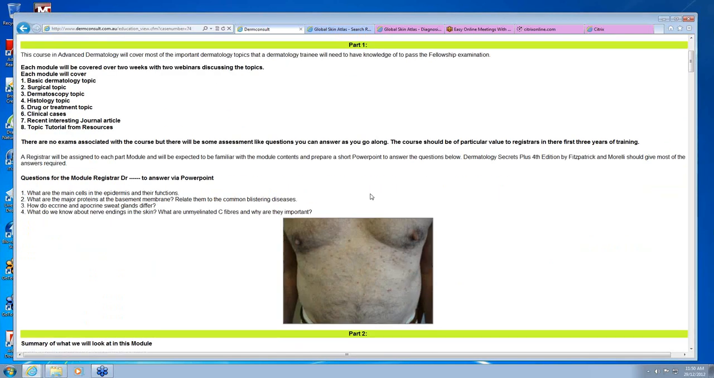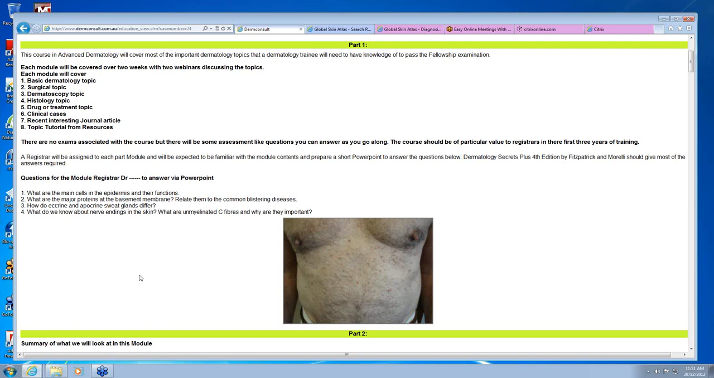Now, there's going to be a registrar associated with each of the modules. And there'll be some questions that I want them just to do a little bit of research on beforehand. And these were some of the questions that I felt would be of relevance in this particular module. You know, what are the main cells in the epidermis and their functions? That's important. You got to know what the epidermis is made up of and what they do.